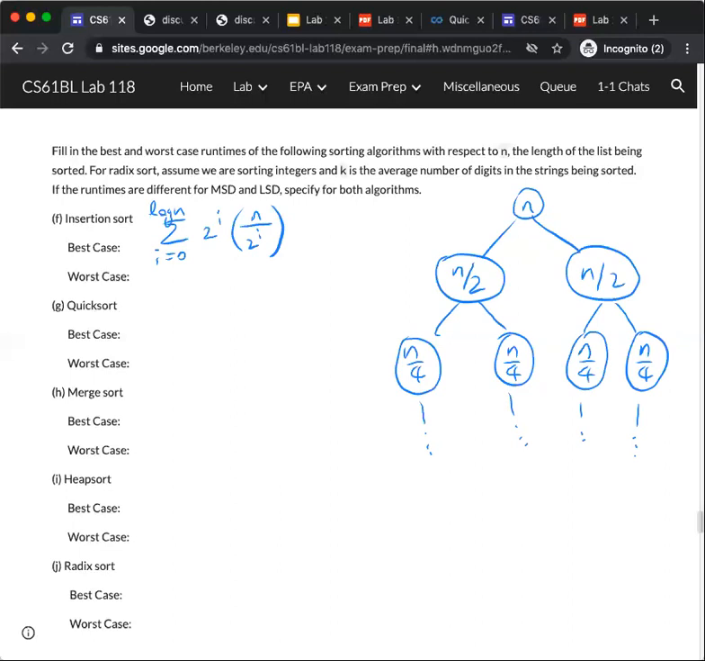And so if we look at this, this 2 to the i in the denominator nicely cancels out, right? So now we get the sum from i equals 0 to log n of n, which is just n log n. And in fact, this is the best case.